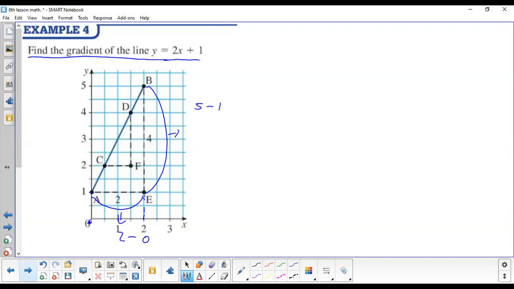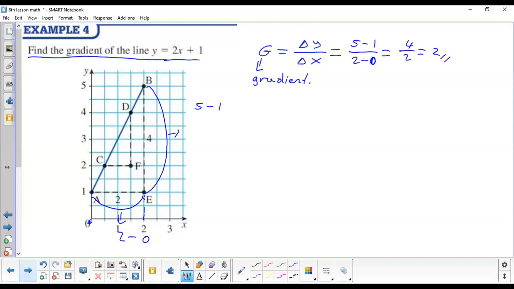Okay? So the formula of gradient is equal to difference of y over difference of x. What does this mean? Difference of y is 5 minus 1. The difference of x is equal to 2 minus 0. So as a result, we have 5 minus 1, which is 4, over 2, equal to 2. So G is for gradient. So the gradient for this example is 2.